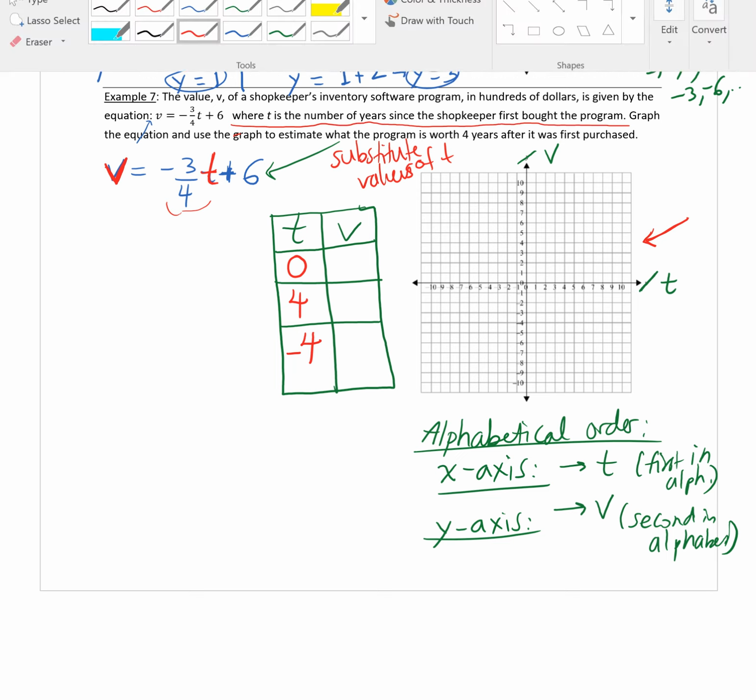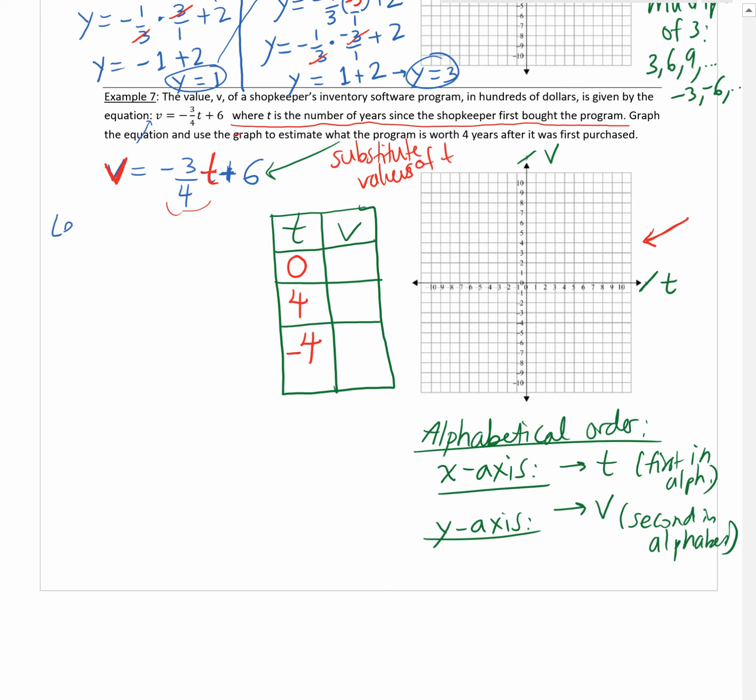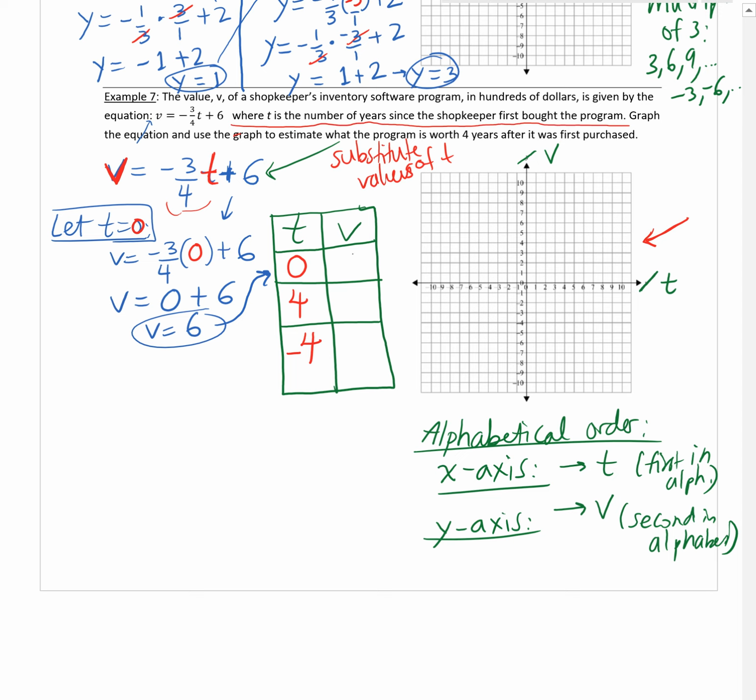Okay, let's see if we can figure these values out for v. The very first one, I'm going to let t equal 0 and see what happens. Well, v is equal to -3/4 times t plus 6, just copying the equation we were given. But in this one, we're replacing t with 0 because that was the first value I chose. Let's see how that goes. Well, negative 3/4 times 0 is 0. That's nice. Plus 6 is 6. So that must be the v coordinate for this point: 6. There's one ordered pair, (0, 6). Not too terrible.